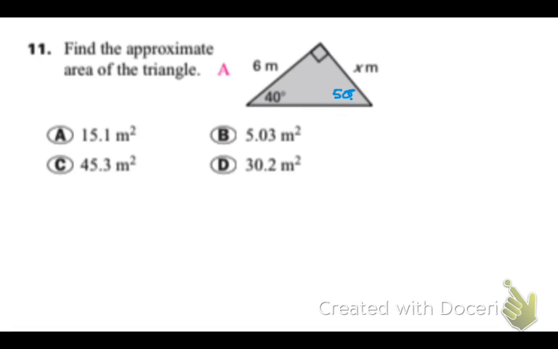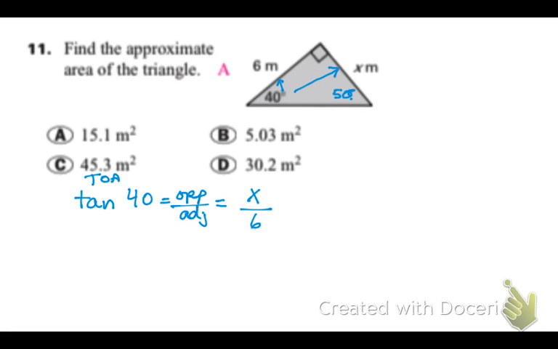Okay. So here I have 40 degrees. So I need a trigonometry formula that is going to use the opposite to 40 and the adjacent to 40. So what would that be? We just did it. It would be the tangent. So tangent of 40 is going to be TOA, T-O-A, the opposite over the adjacent. That's going to be equal to x over 6.